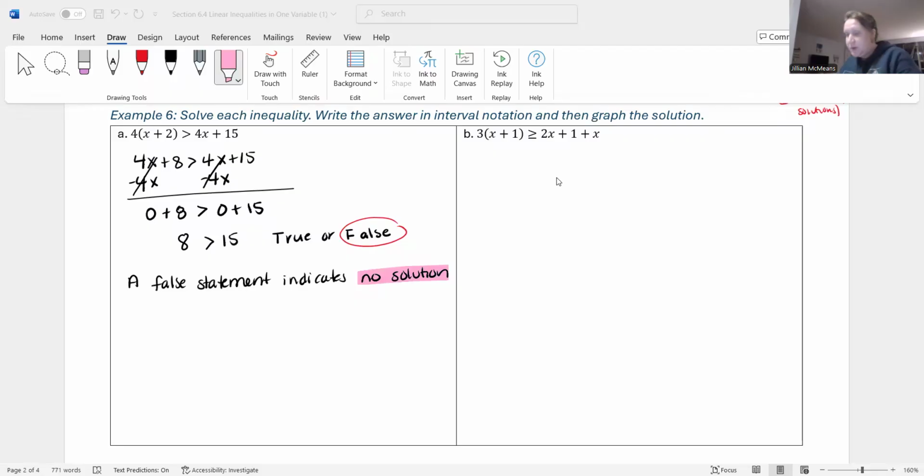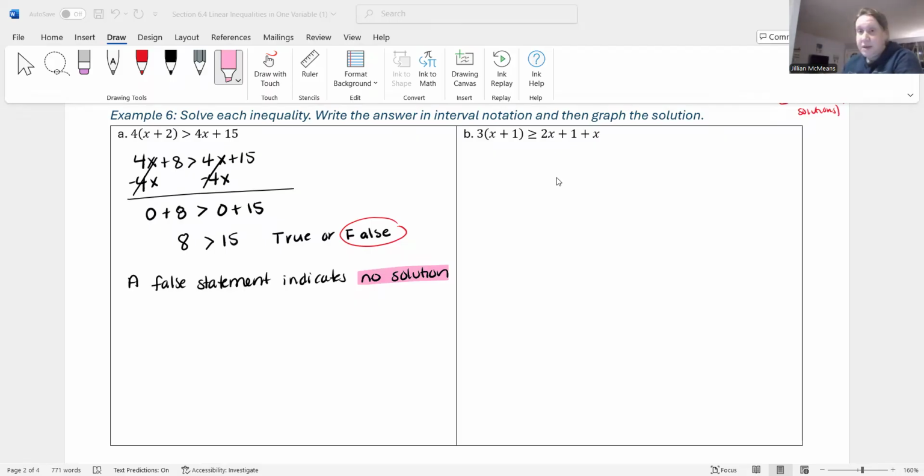Okay, so basically we should just kind of catch us back up. We distributed, we moved the 4 from the right to the left, and what ended up happening was all of the variables canceled out, and we were left with a false statement. 8 is not greater than 15, okay?